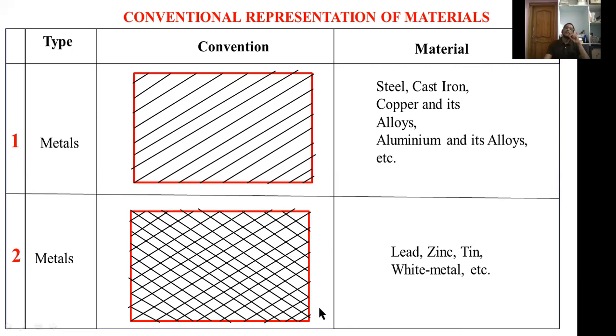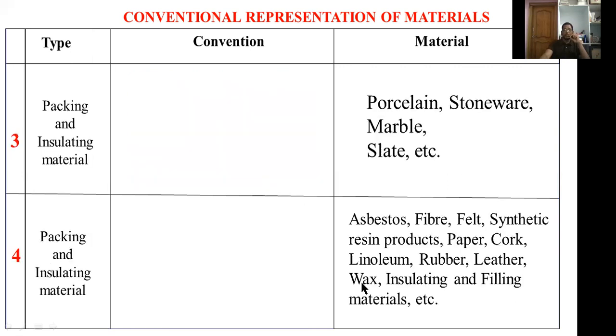These double hatching lines are used for lead materials, zinc, tin, white metals like this. So this type of conventional representation is used for metals. This is single hatching, this is double hatching. Now another example.